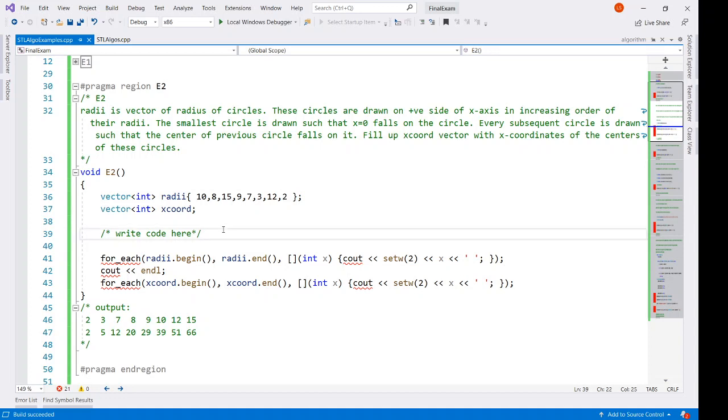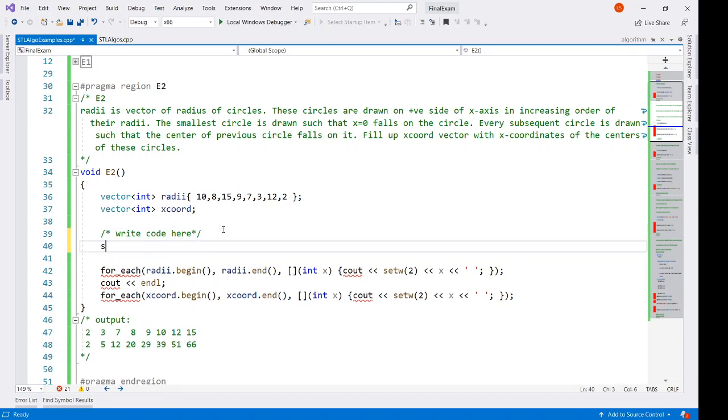Now the first thing we can think of is, because it is in increasing order of the radii, we need to sort this vector, right? So let's sort this vector. That is easy, we can sort the whole vector.